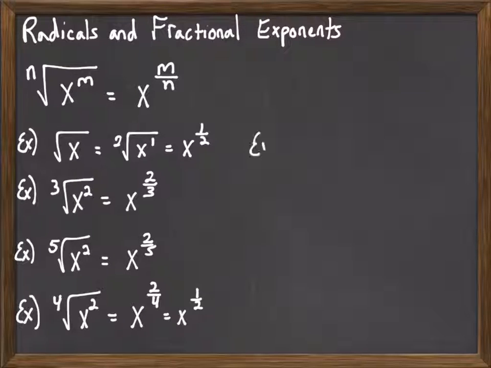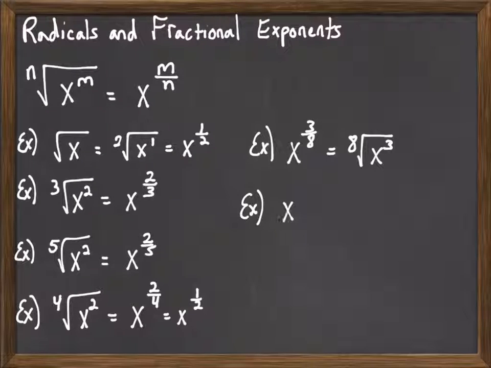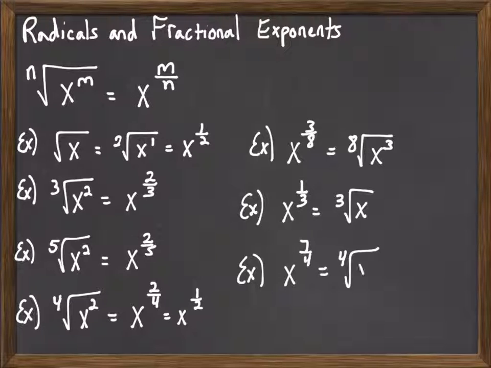Okay, we could go the other way as well. If you had a fractional exponent like x to the 3/8, we could rewrite that as a radical. That would be 8th root of x cubed. As another example, if we had x to the 1/3, we would rewrite that as third root of x. Or one final example, x to the 7/4 could be written as fourth root of x to the 7th.